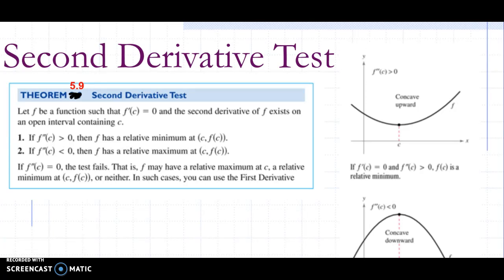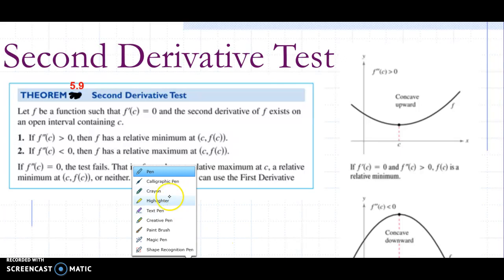It says, let f be a function such that f prime of c equals 0, critical number, and the second derivative of f exists on an open interval containing c. If f double prime of c is greater than 0, then f has a relative minimum at c comma f of c. And if f double prime of c is less than 0, then it would have a relative max.